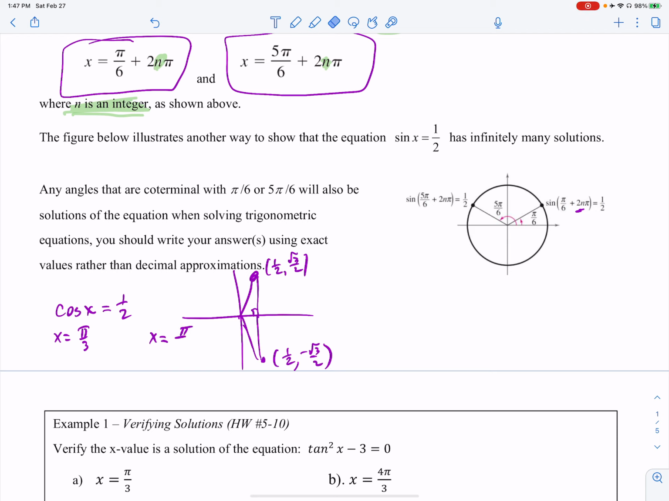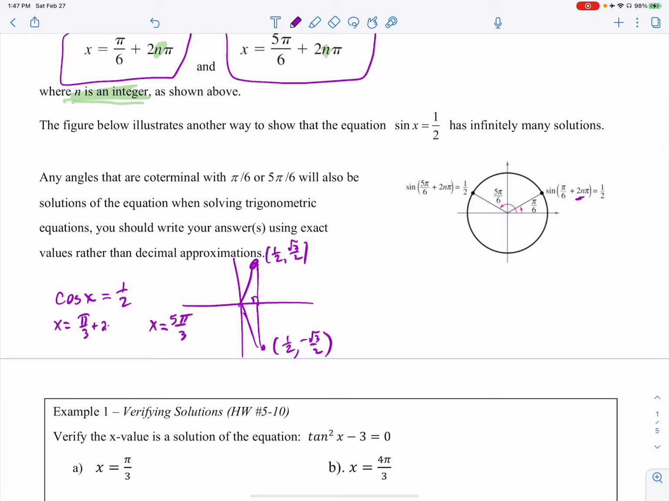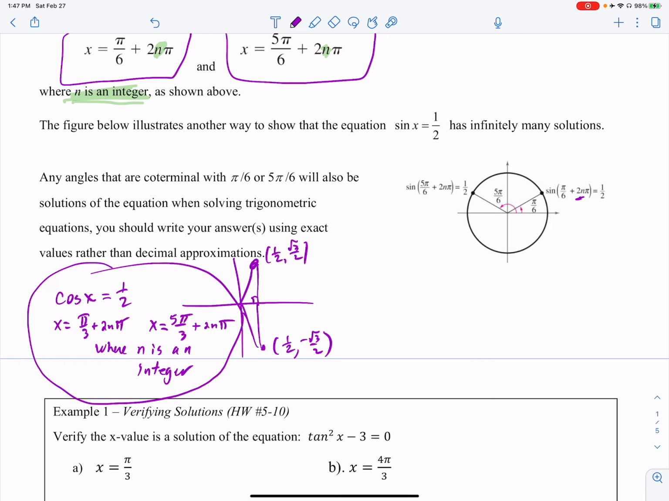So you have to know within the unit circle, where is cosine going to be 1/2? And then to that, you would just add 2n pi, and you would state where n is an integer. And that would be your solution to that. So again, knowing your unit circle values will be key to helping you make this go a little bit smoother.